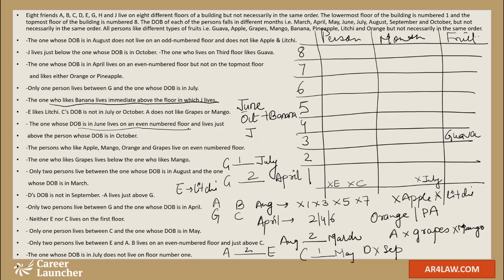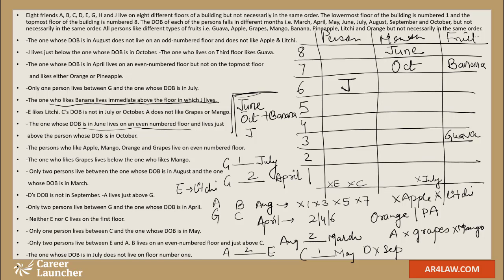I'm starting this question by placing June on floor number 8. Let's see if this possibility gives us the result or not. So June, October, banana, and on floor number 6 the person would be J. So we have used this data, this sequence.